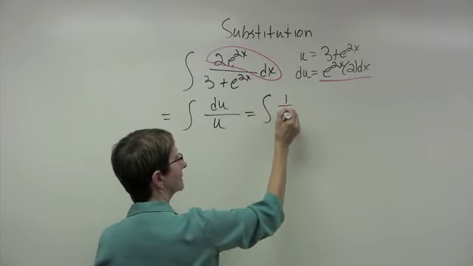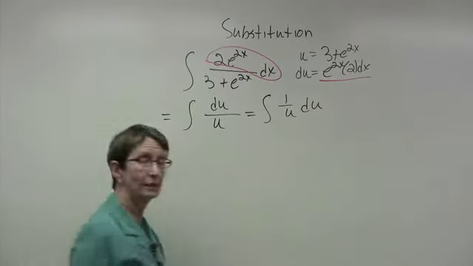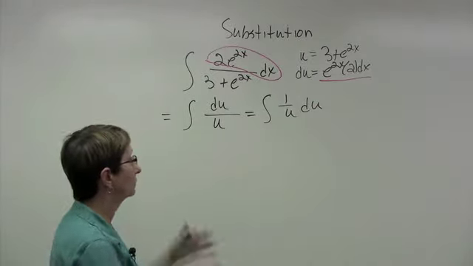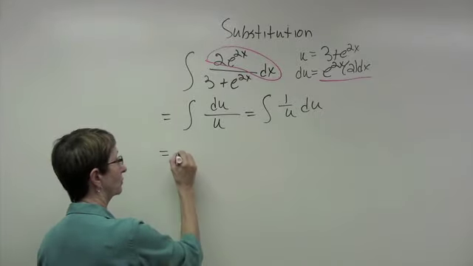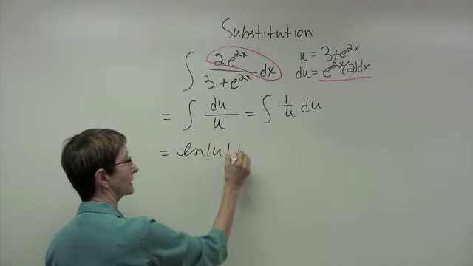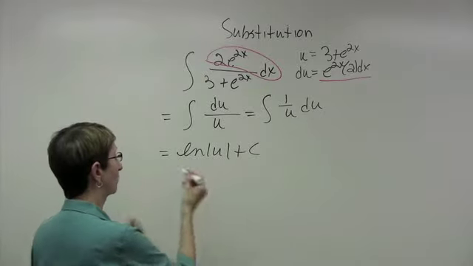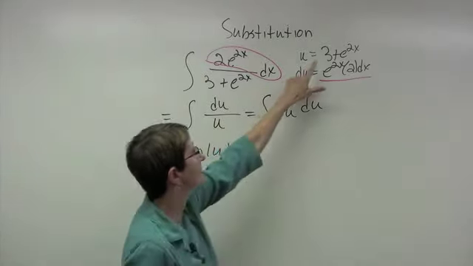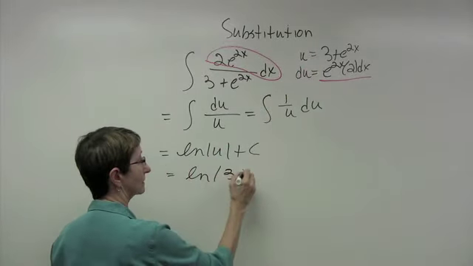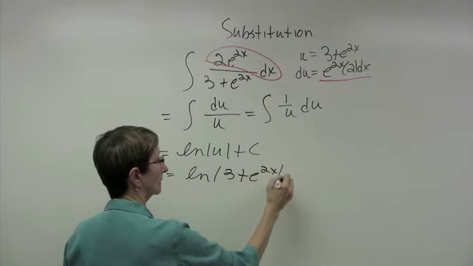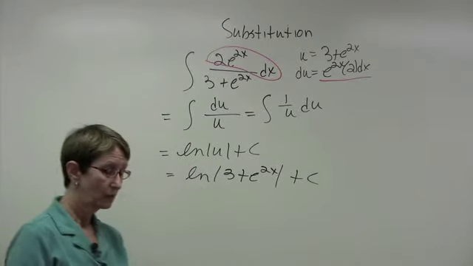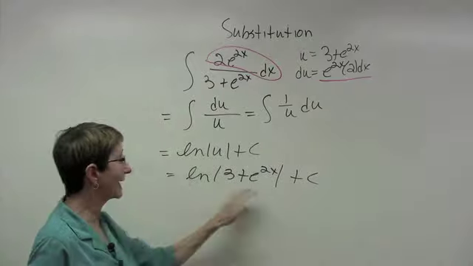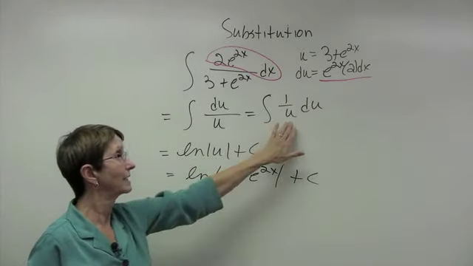Or I could write it as 1 over u du, and then it looks more like the rule that we had, the integral of 1 over x dx. When you take the antiderivative of 1 over u, you get ln natural log of u plus c. And then we go back to our original variable. ln absolute value of u, where u was 3 plus e to the 2x, plus c. So a very messy integral, if you make the correct choice for u, really can come out to be a nice, neat answer once you simplify.